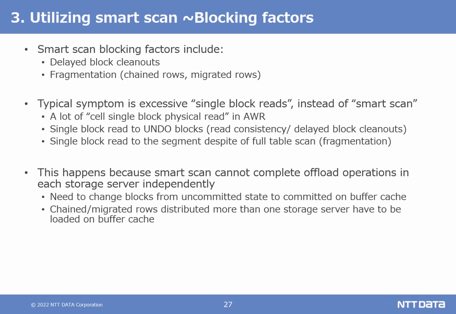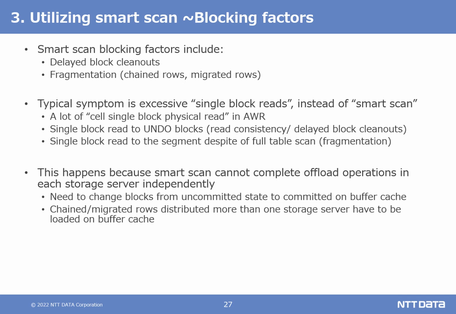So far, I was talking about the prerequisites of Smart Scan. Here, I would like to talk about blocking factors. If there is a blocking factor, Smart Scan won't happen even if all the prerequisites are satisfied. We experienced two Smart Scan blocking factors: delayed block cleanouts and table fragmentation, such as chained rows and migrated rows.